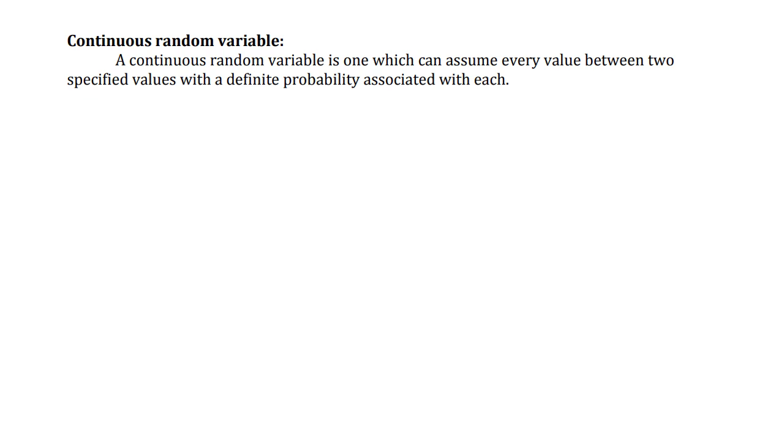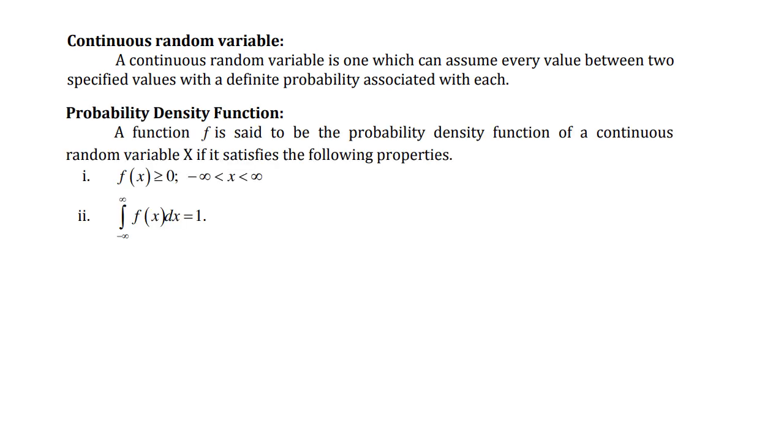A continuous random variable is one which can assume every value between two specified values with a definite probability associated with each. A function f is said to be the probability density function of a continuous random variable X if it satisfies the following two conditions. f of x is greater than or equal to 0 and integral of f of x is always equal to 1.